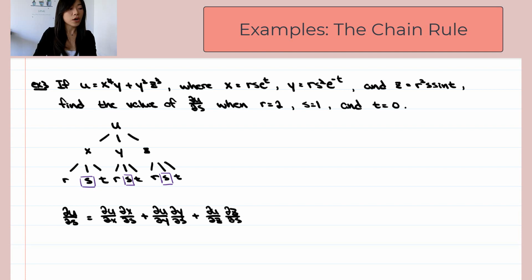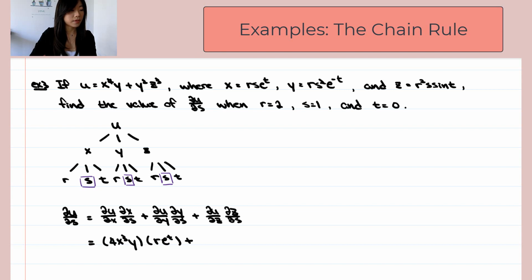Then we find each of the partial derivatives. For du over dx, we treat y and z as constants, and I get 4 times x cubed times y, and the second term would just be 0. Then times dx over ds, so I treat r and t as constants, and I get r times e to the power of t.